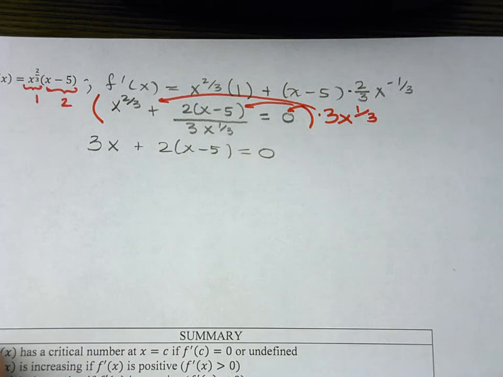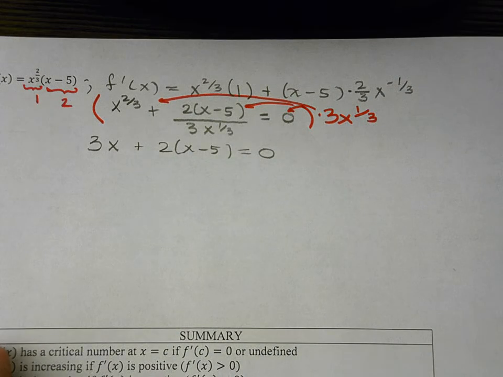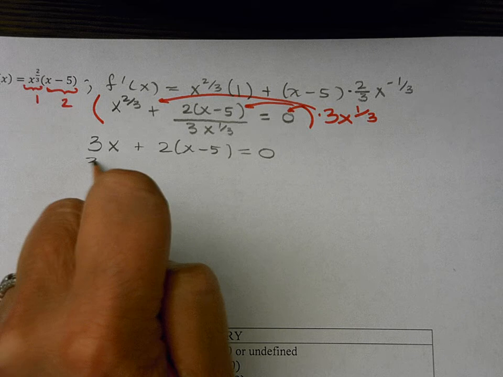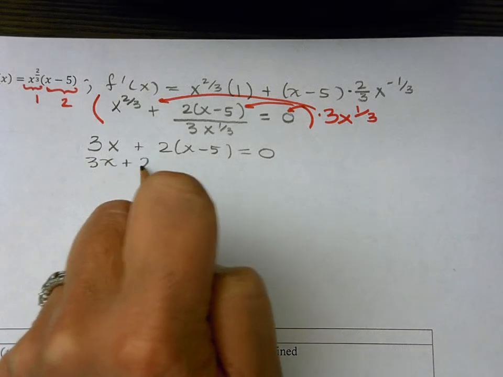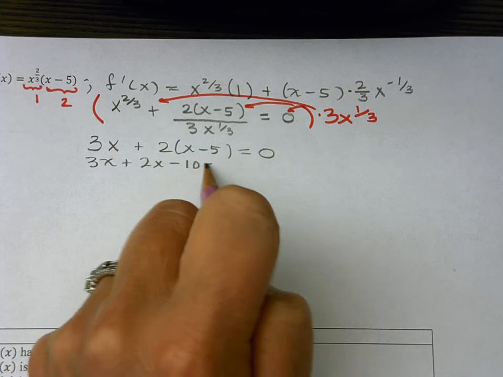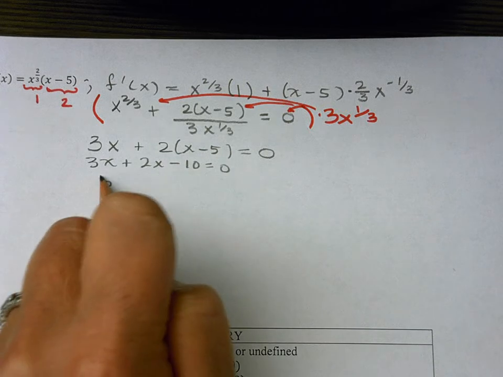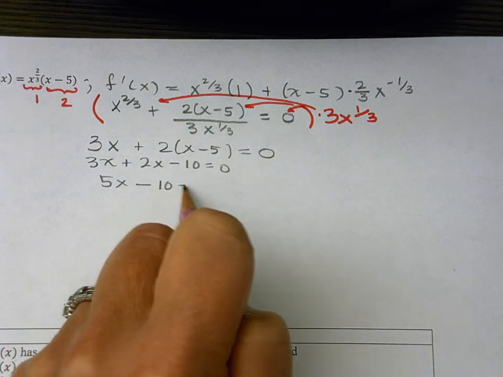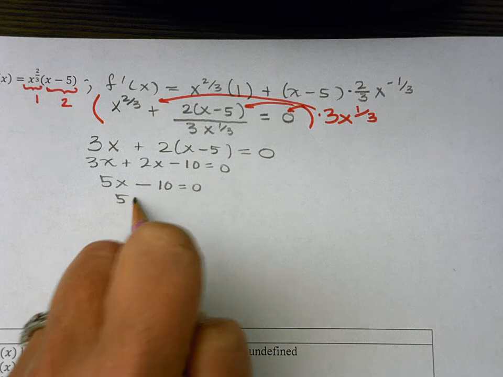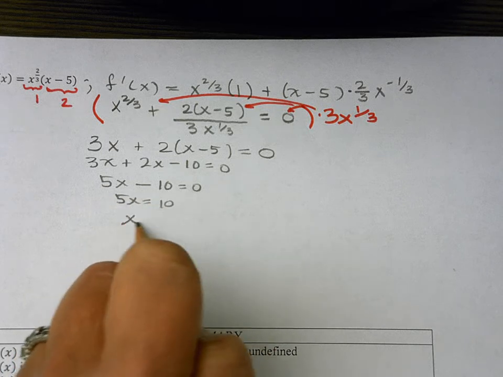So then I'm going to go ahead and distribute and then combine like terms. And so I will have 5x minus 10 equals 0. So 5x equals 10, and so x is equal to 2.